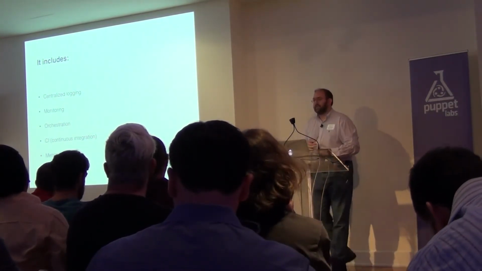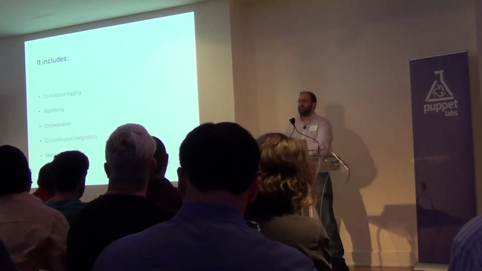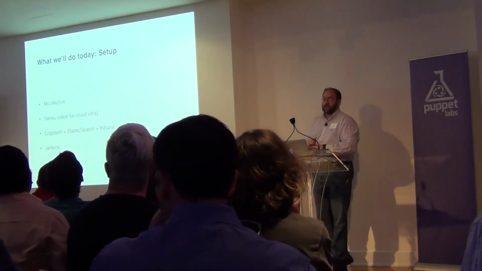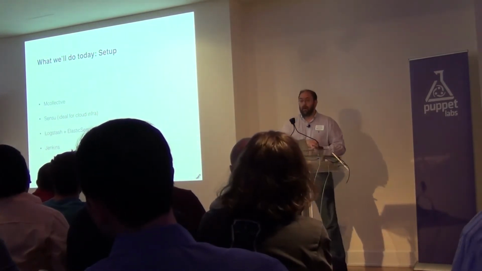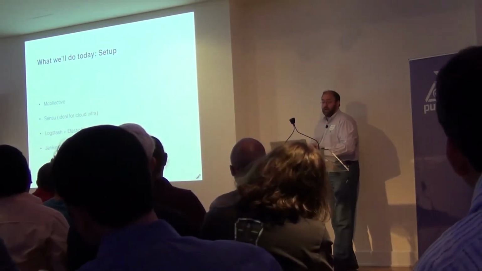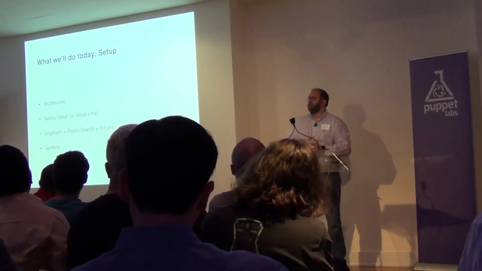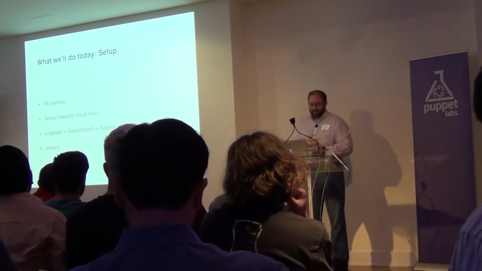We're not actually going to set up a graphite server in this talk just because I didn't have time for all of y'all to go ahead and do it well. So what we'll do today, we're going to set up mCollective, which is orchestration, Sensu, which is a monitoring system that's ideal for cloud infrastructure, Logstash, Elasticsearch, and Kibana. I'm pretty sure they're actually sponsors, so you can probably talk to them too. And then also Jenkins.